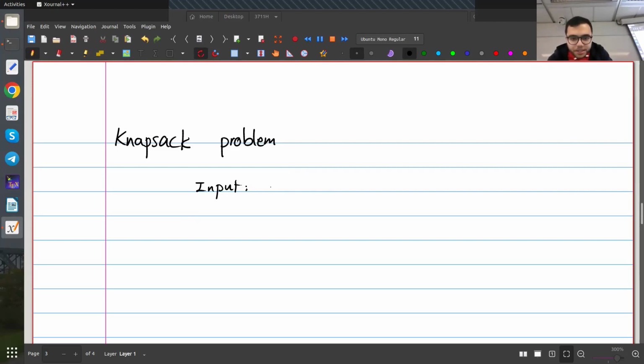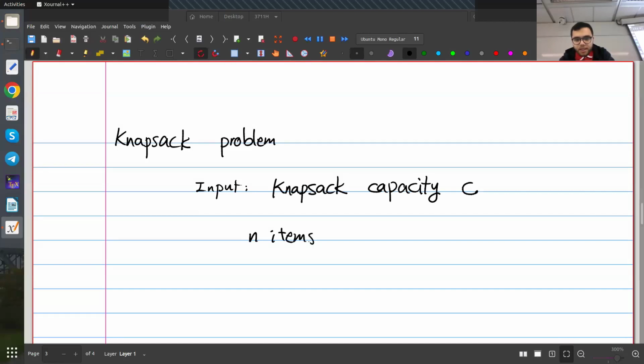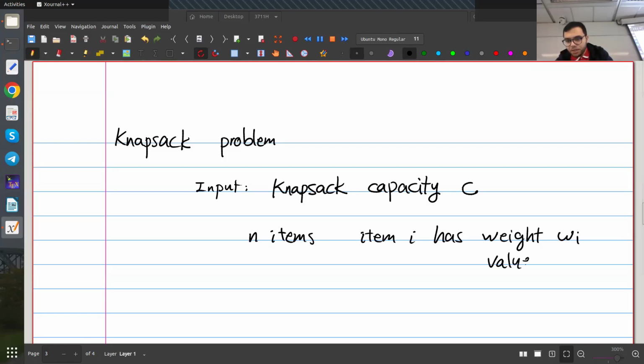So this is what I'm going to say. In the input, I have a knapsack capacity, let's call it C, and I also have n items. Item i has a weight and a value, so it has weight Wi and value Vi.